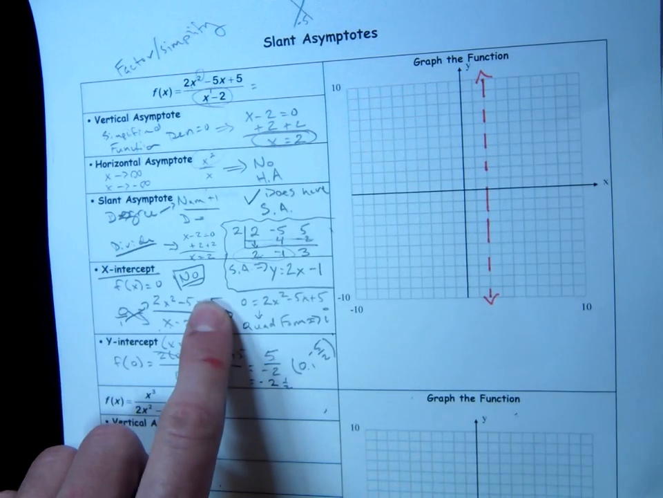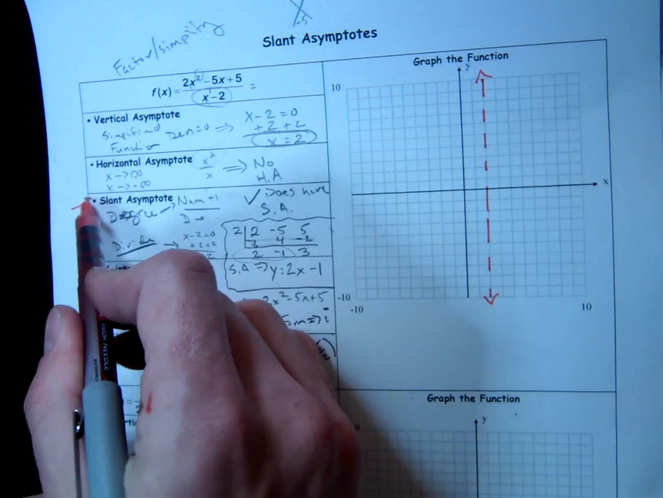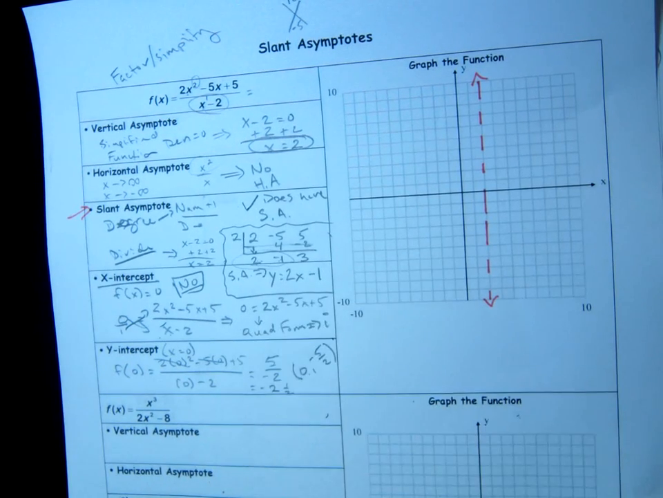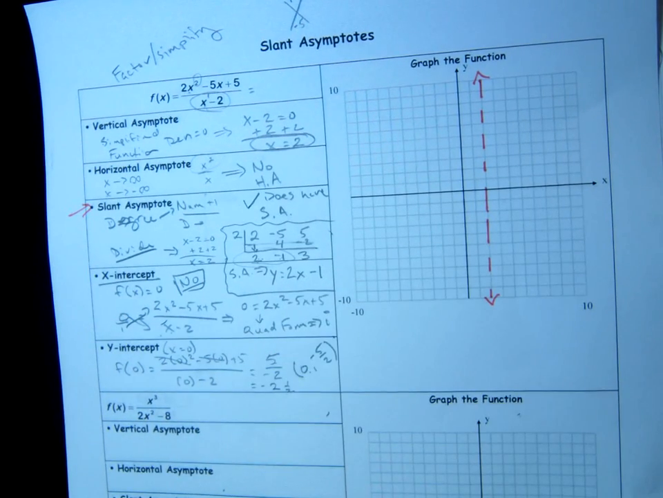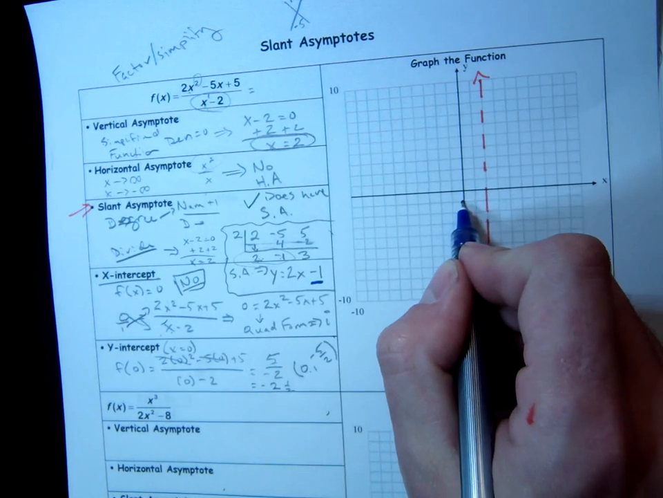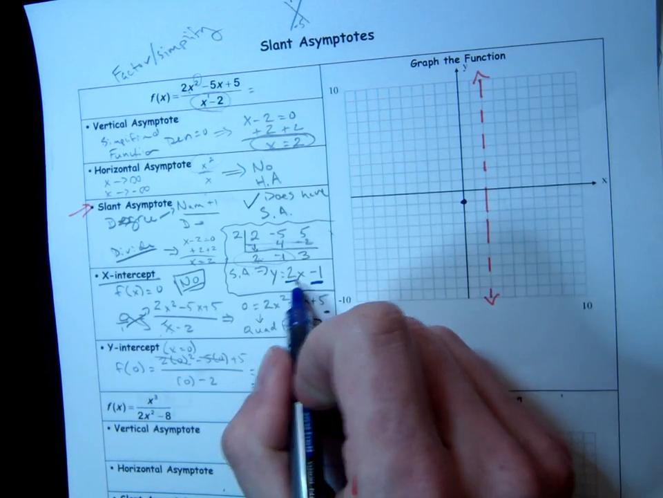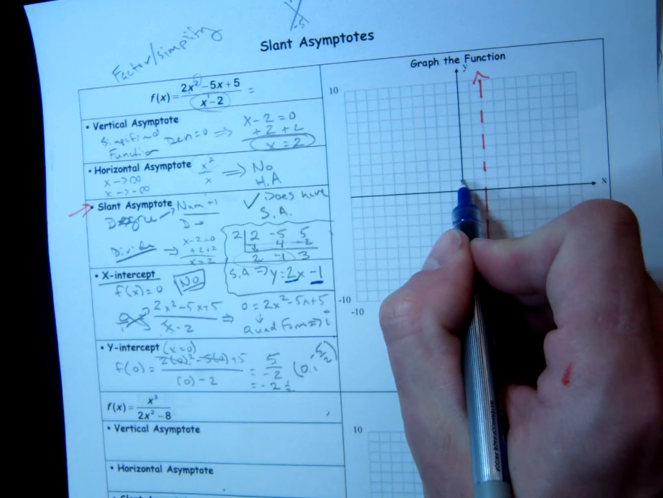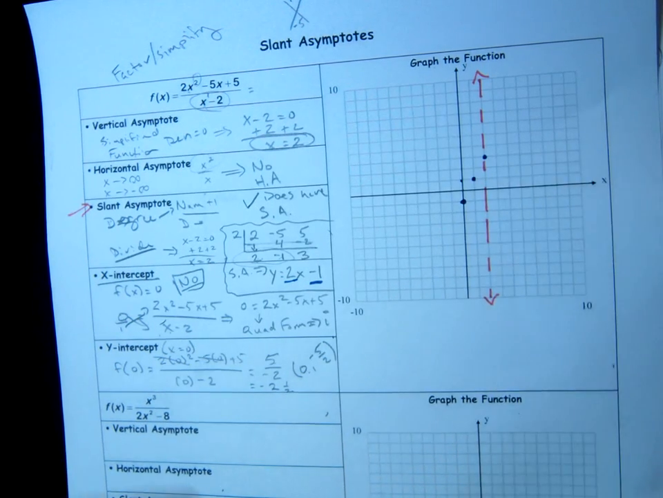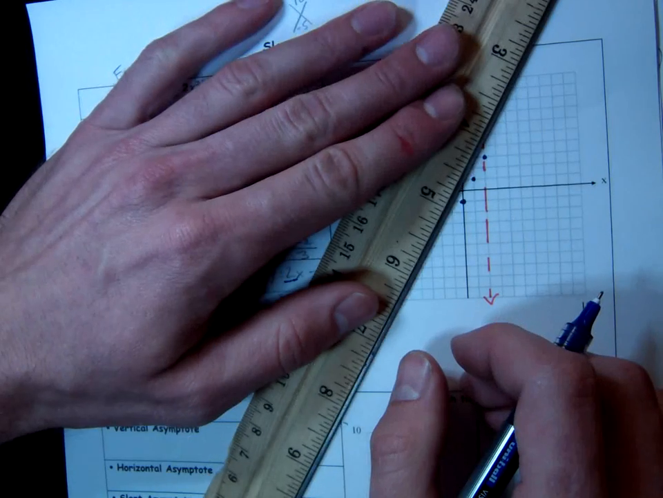Then I look and I don't have a horizontal asymptote, so I'm going to go to the slant asymptote. I'll do that one in blue. The slant asymptote was y is equal to 2x minus 1. Now you graph this like you would any other line. We have a y-intercept at negative 1, so I go down to there, get 1 point, and then we have a slope of 2. So I go up 2 over 1, up 2 over 1. Do a couple points just to make sure that we have a nice straight line.